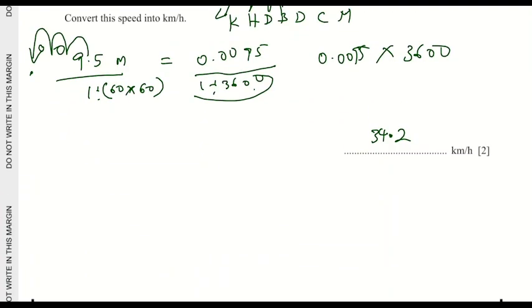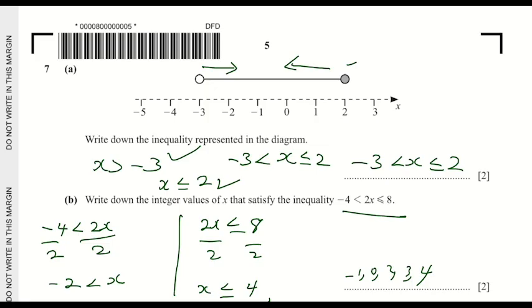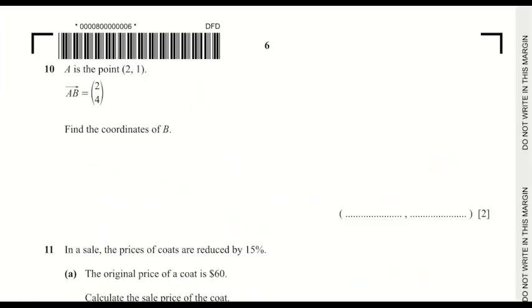So let's go to the next question. That will be question 10. Sorry, I just went back. Let's scroll gently. Question 10. Good. A is the point (2, 1), and AB is given as this. Find the coordinates of B. If you know vectors very well, you can always do it without sketching.